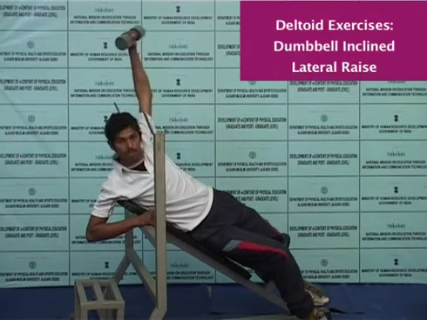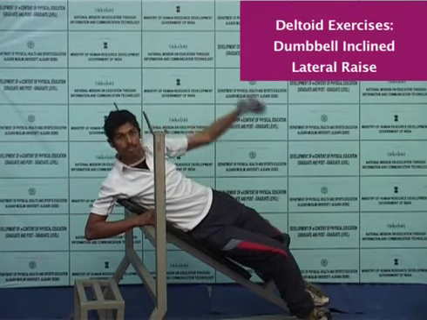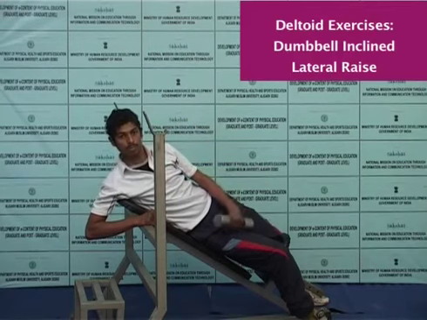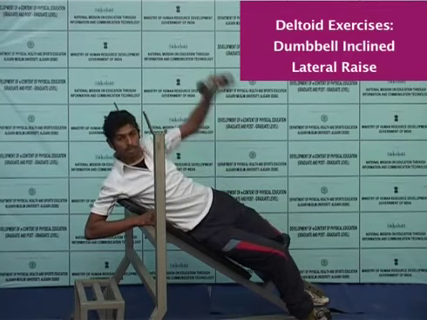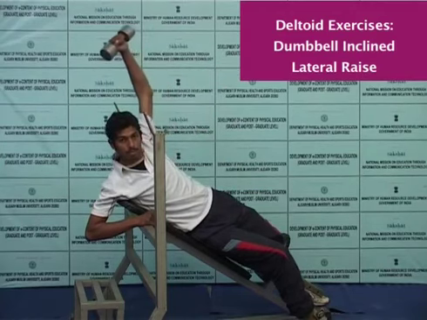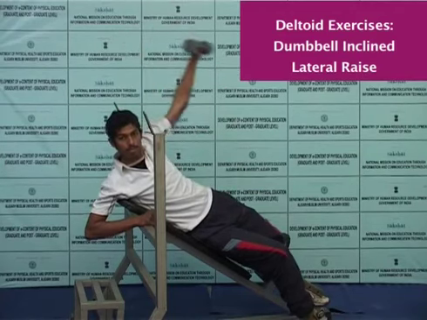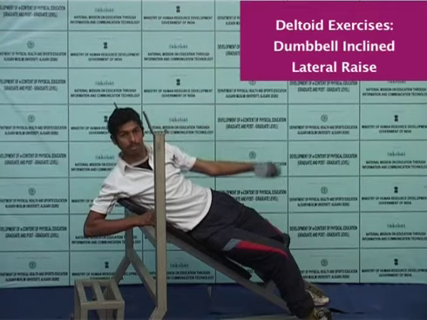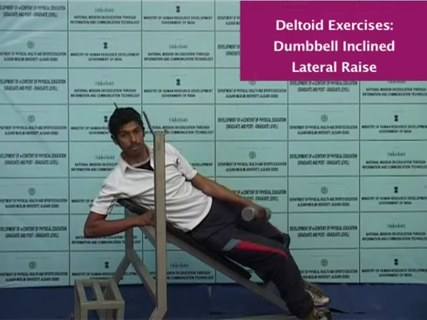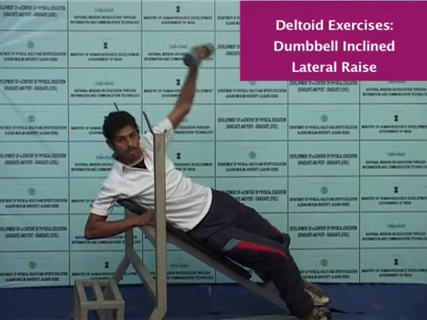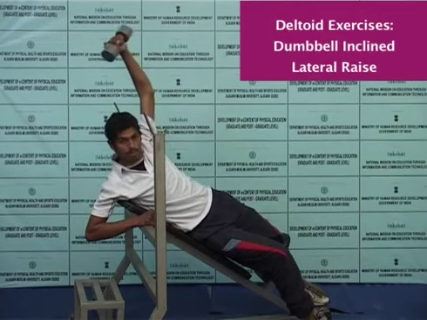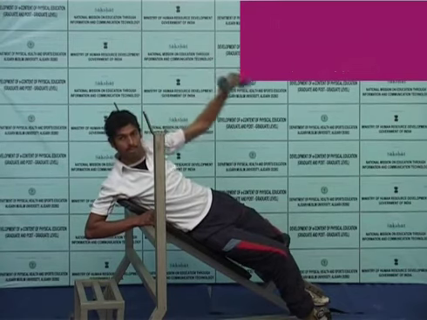Lower the dumbbell to the front of the upper leg and repeat. In order for the lateral deltoid to be exercised, the dumbbell must be raised by shoulder abduction. It should not be externally rotated, only exact shoulder abduction should be there.